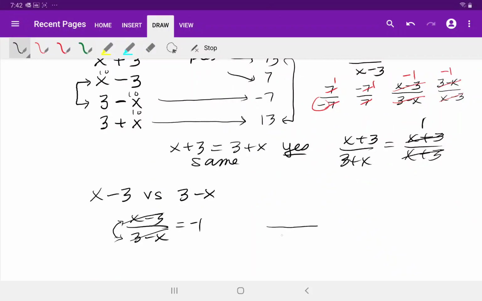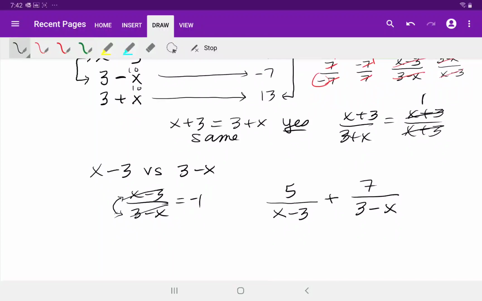But what if one of your denominators is x minus 3 and your other denominator is 3 minus x? Let's have a 5 on top of this one and a 7 on top of this one. So if I look at these, I could say, I want what my brother has, right? So I could say, well, the yellow needs a 3 minus x, and the 3 minus x needs an x minus 3.